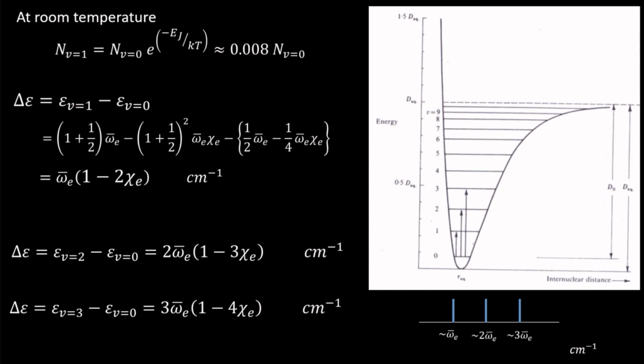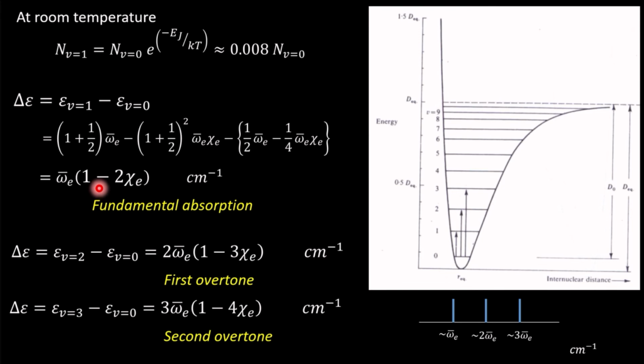Since the value of the anharmonicity constant is very small, these spectral lines are very close to omega e bar, 2 omega e bar and 3 omega e bar centimeter inverse. The line corresponding to v equal to 0 to v equal to 1 is called the fundamental absorption, the second line is called the first overtone, and the third one is called the second overtone.